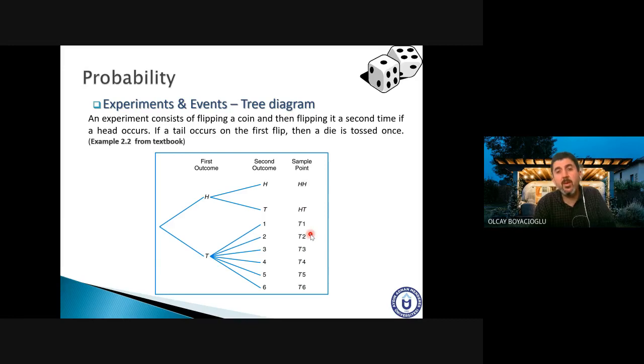Total outcomes would be here, head and head. Here, head, head. The second outcome would be head and tail. Here, HT. Third one is tail 1. Tail 2. Tail 6. Okay. These are the sample space after conducting these two experiments.